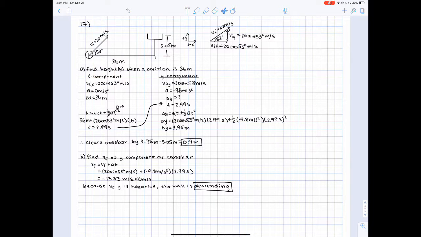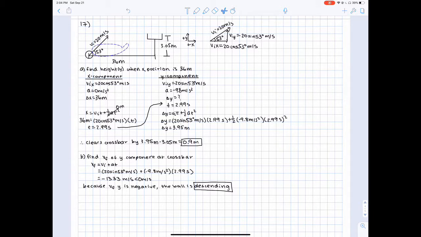This is question 17 on page 94. So I drew a diagram using the given values. The crossbar is 36 meters away from the ball in the x direction and 3.05 meters above the ball in the y direction. And I set a positive x and a positive y direction. We're also given the initial velocity and the angle above the ground that the ball was kicked.